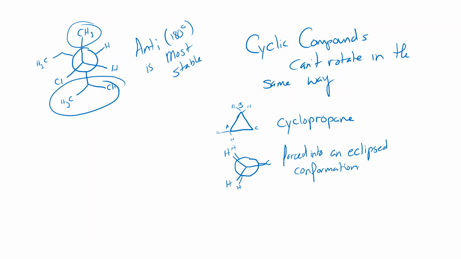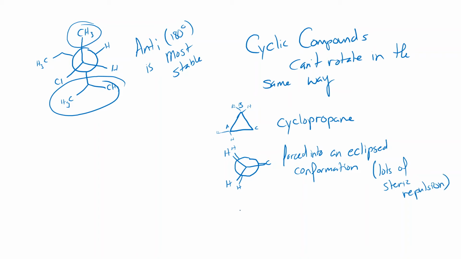We know that eclipsed conformations are bad. Eclipsed conformations have a lot of steric repulsion because you have a lot of groups with electrons that are all right next to each other, interacting with each other, repelling each other. So eclipsed conformation is bad, with lots of steric repulsion. But wait, it gets worse.